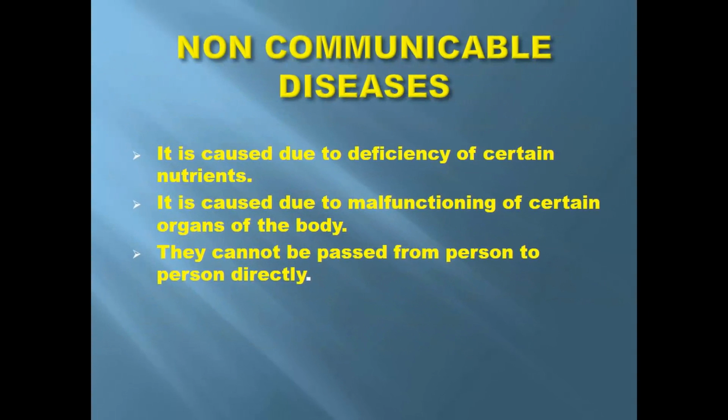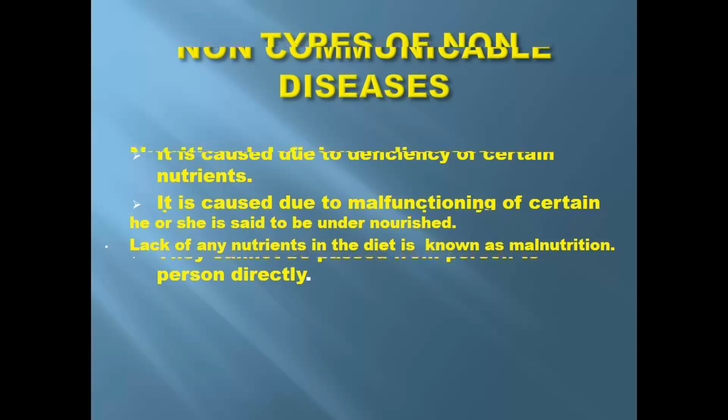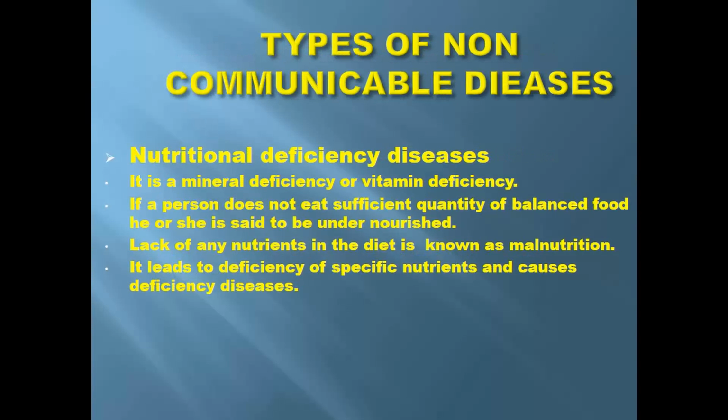Non-communicable diseases are caused due to the deficiency of certain nutrients. They are also caused due to the malfunctioning of certain organs of the body. They cannot be passed from person to person directly. Now we focus on types of non-communicable disease.